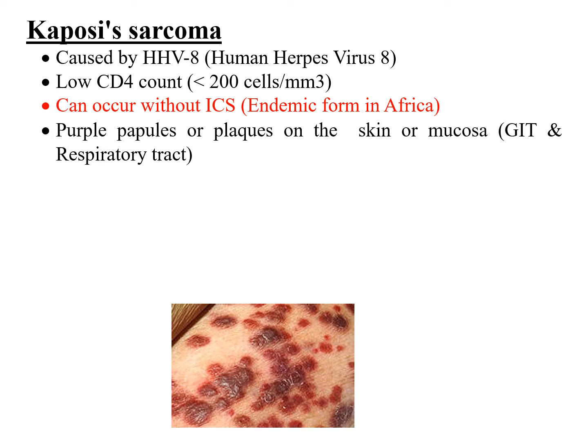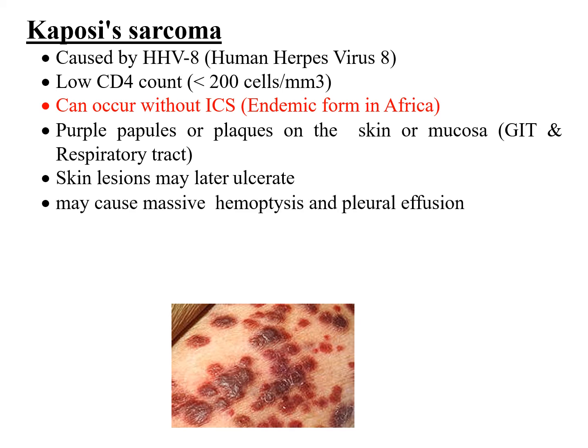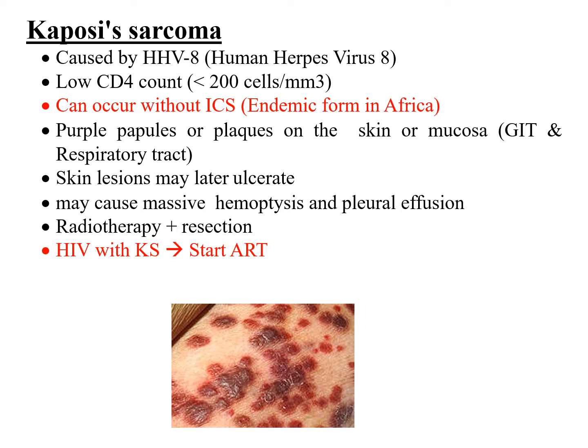It can manifest over the skin or in the internal organs. More common is on the skin, where it presents as a purple papule or plaque over the skin or in the mucosa. These lesions can increase rapidly and they can ulcerate. If the lesion involves the respiratory tract, the patient can present with massive hemoptysis or a pleural effusion, which could be hemorrhagic. The patient is treated by improving immune status with antiretroviral therapy, and for a few of the internal lesions we can offer radiotherapy or surgical resection.